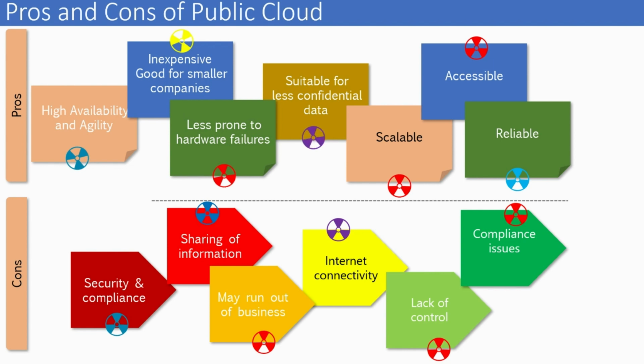And fifth is related to scalability. Here, public cloud can easily scale up or down to meet changing demands, reducing cost and increasing efficiency. And the sixth one is related to accessibility. Public cloud allows access from anywhere with an internet connection, making it ideal for remote work and collaboration.